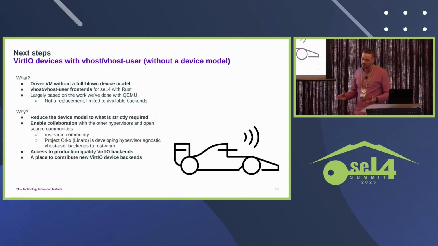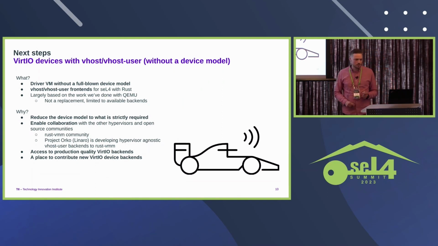So why are we doing this? Yes, over 1 million lines is sometimes too much, and we want to reduce the device model to what is strictly required. We also see an equally important aspect: we can have more collaboration with other hypervisors and other communities. And obviously we are targeting the Rust VMM community.